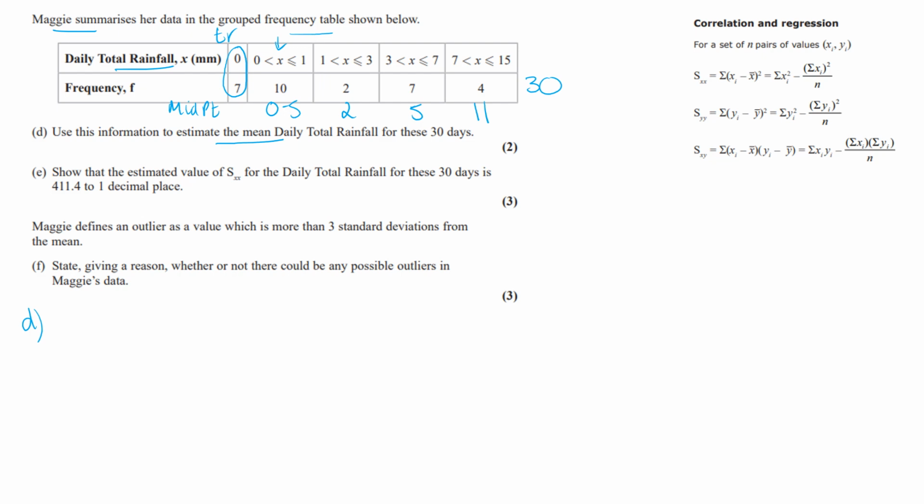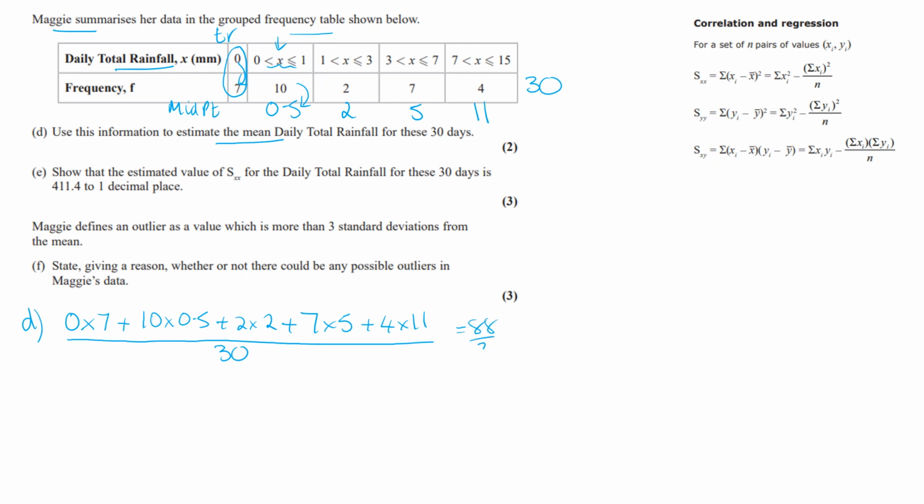But if we presume on 10 of the days they had it in the middle of the group, and this is why it's an estimate, we're going to have to add all of them up. Well, we can include this one here, but it doesn't really make any difference. 0 times 7 plus 10 times the half plus 2 days where there was 2 millimeters, plus 7 days when there was 5, plus 4 days when there was 11. So that sum would add up all the rainfall, and then if we divide by 30, this is 88 over 30, which comes to 2.93. So that's part D.